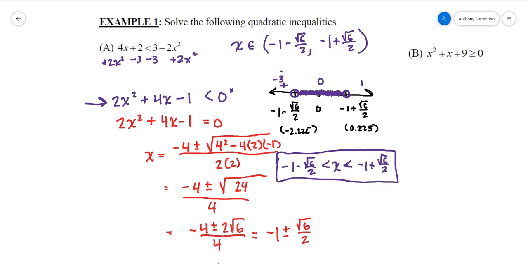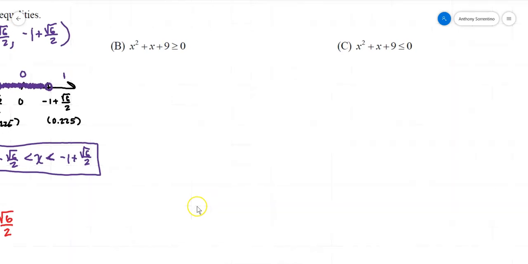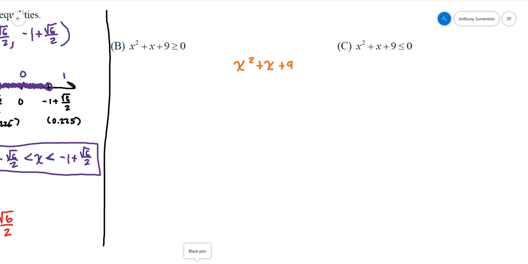B and C are actually very similar problems, but they represent a very specific situation. So let's look at those together, but yet separately. Let's separate this a little bit. These are already set to having one side equal 0, so I'm just going to start with the similar equation: x squared plus x plus 9 equals 0.